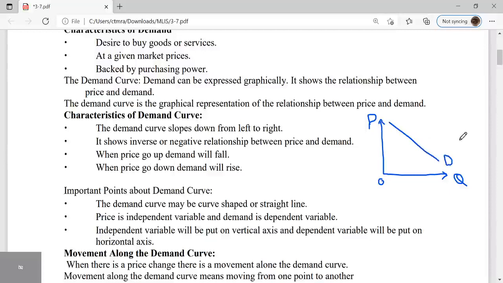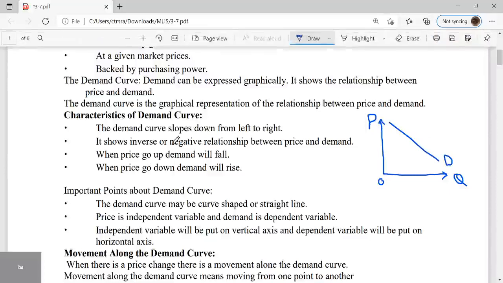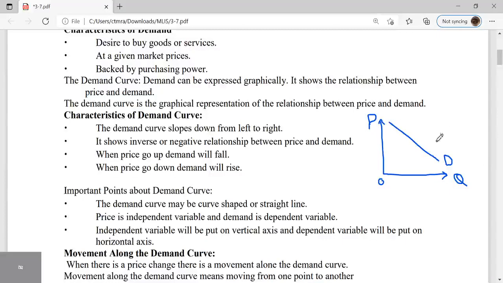Okay, so see, this demand curve is sloping down from left to right. So it's a downward sloping curve. It shows the inverse or negative relationship between price and demand we just discussed. And when price goes up, demand will fall, and when price goes down, demand will rise. Let me show you here.